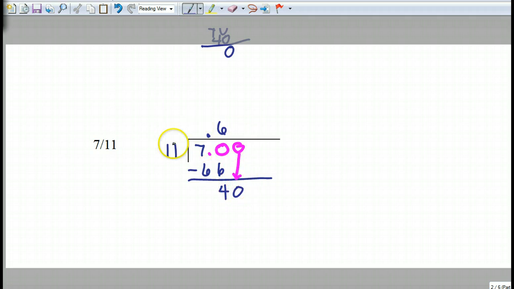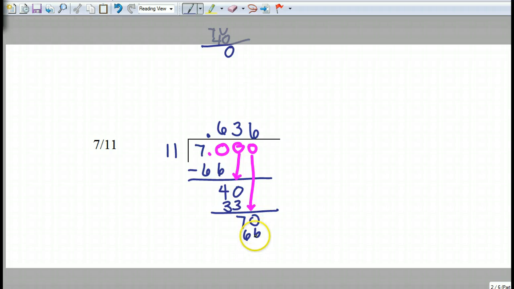Okay. So 11 goes into 40 3 times. 3 times 11 is 33. We have 7. Add another 0. 70 again, so 6. Yep. So we got to do this again. 6 times 11. Isn't it just 63 repeating? Yes, exactly. It's 63 repeating.